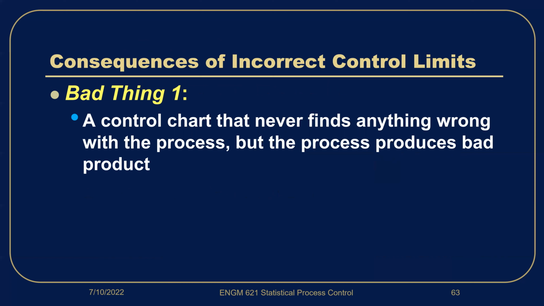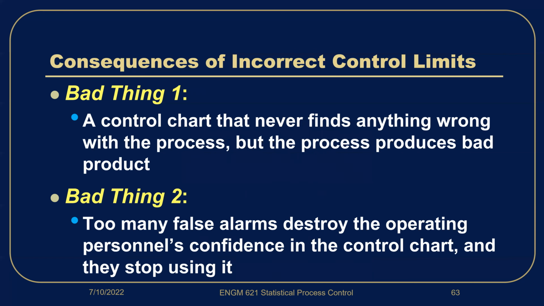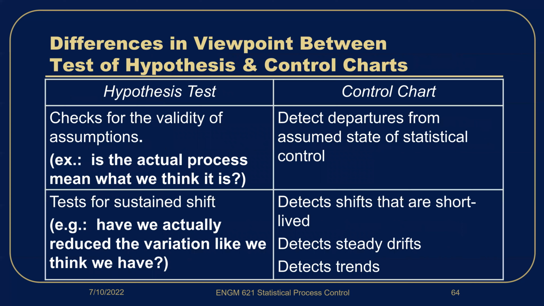Here are 2 consequences of incorrect control limits. First, too insensitive, or when beta is too big. A control chart never finds anything wrong, but the process produces bad products. Second, alpha is too big, or too many false alarms. The consequence is that too many false alarms destroy people's confidence in using the control chart. So those are the similarities between hypothesis tests and control charts. Let's look at the differences between them.